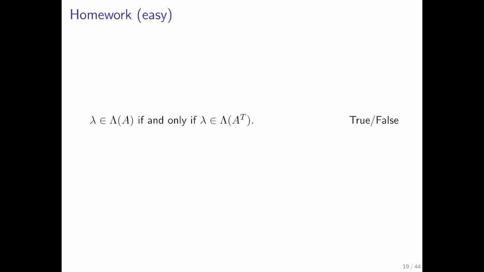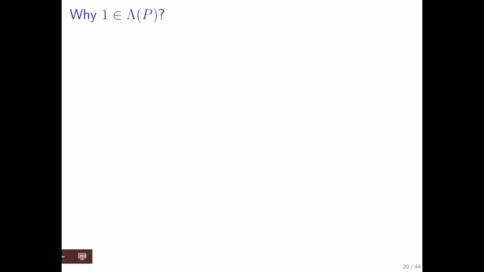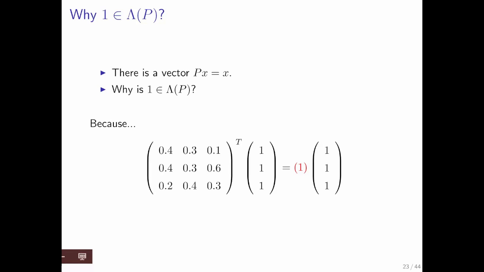So obviously, if lambda is an eigenvalue of A, then it's an eigenvalue of A transpose. We just proved that. But notice that A is A transpose transpose, so therefore it also goes the other way. So let's go back to why 1 is an eigenvalue of P, the transition matrix. It's because of the following.